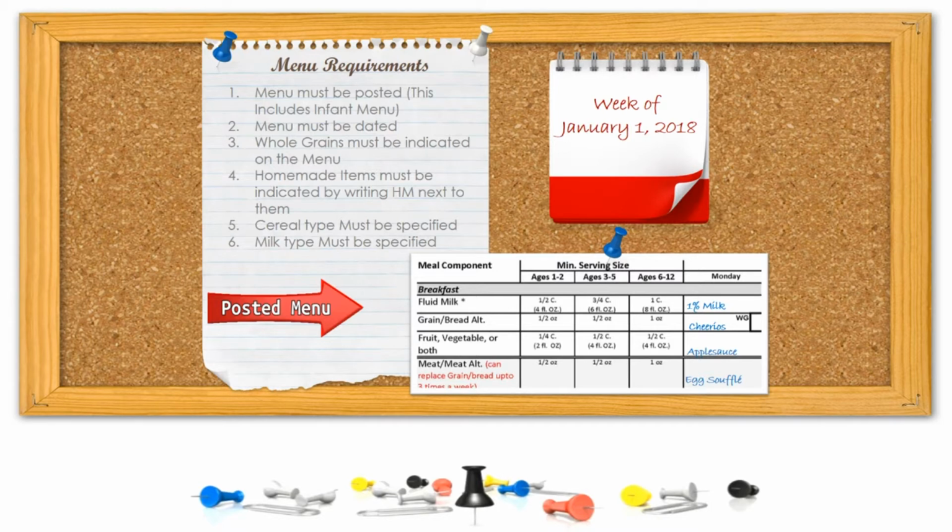Be sure when listing your whole grains that you mark them clearly in the box provided. Homemade items must be indicated by writing HM next to them. Cereal type must be specified. Milk type must also be specified.